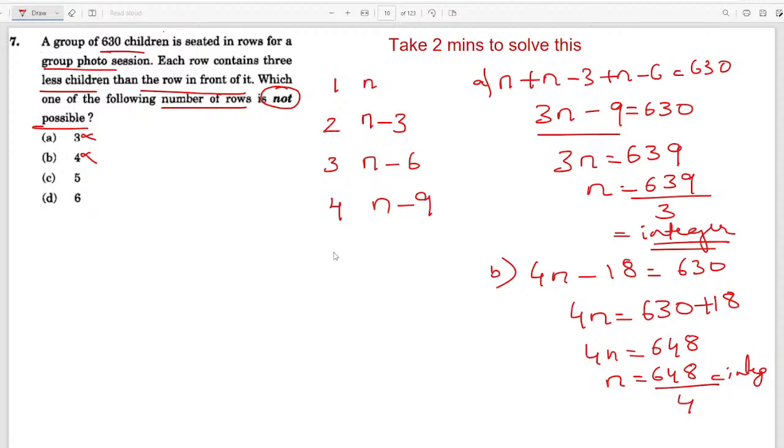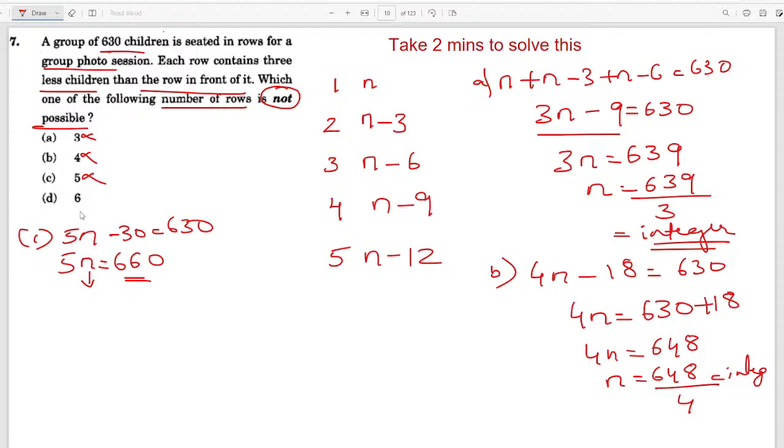Now if it is 5, the last row would be n minus 12. Consider case C here. If I add all this, it will be 5n. This was minus 18, and I would add one more 12 here, so it will be minus 30, equal to 630. 5n is equal to 660. Again, 660 is divisible by 5, so n would be an integer. So again, this is possible.